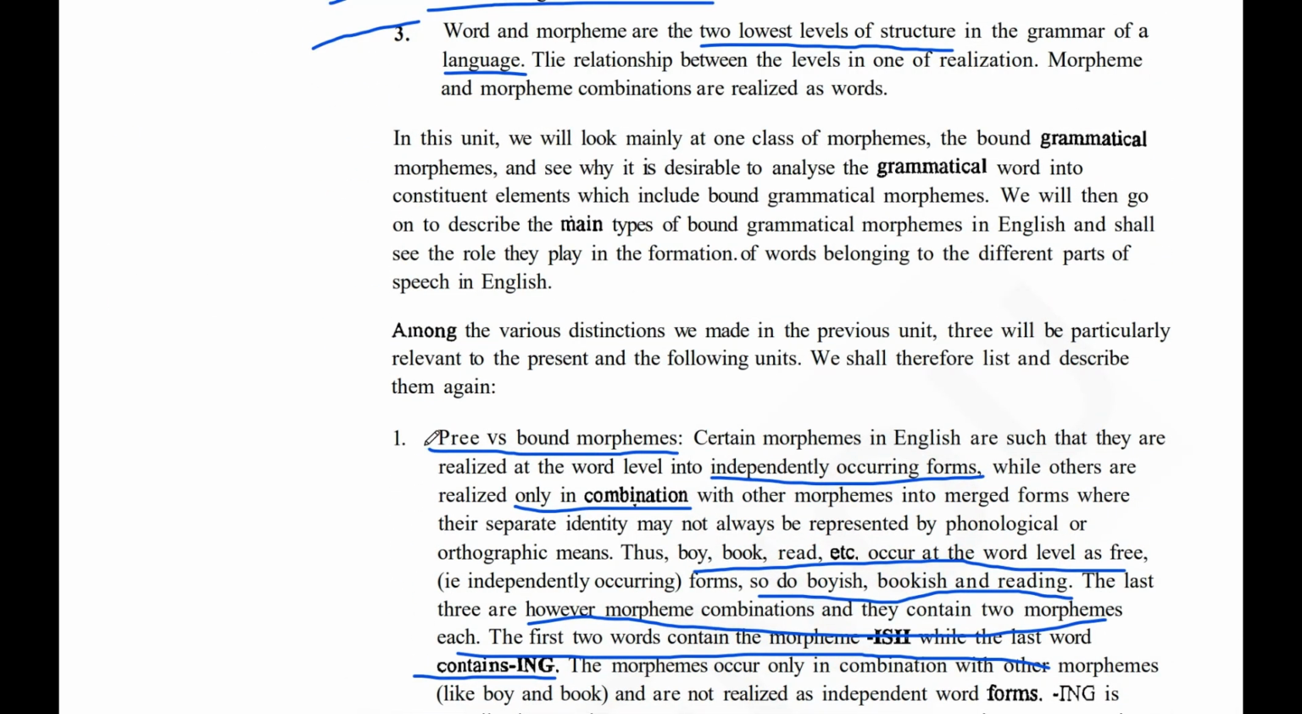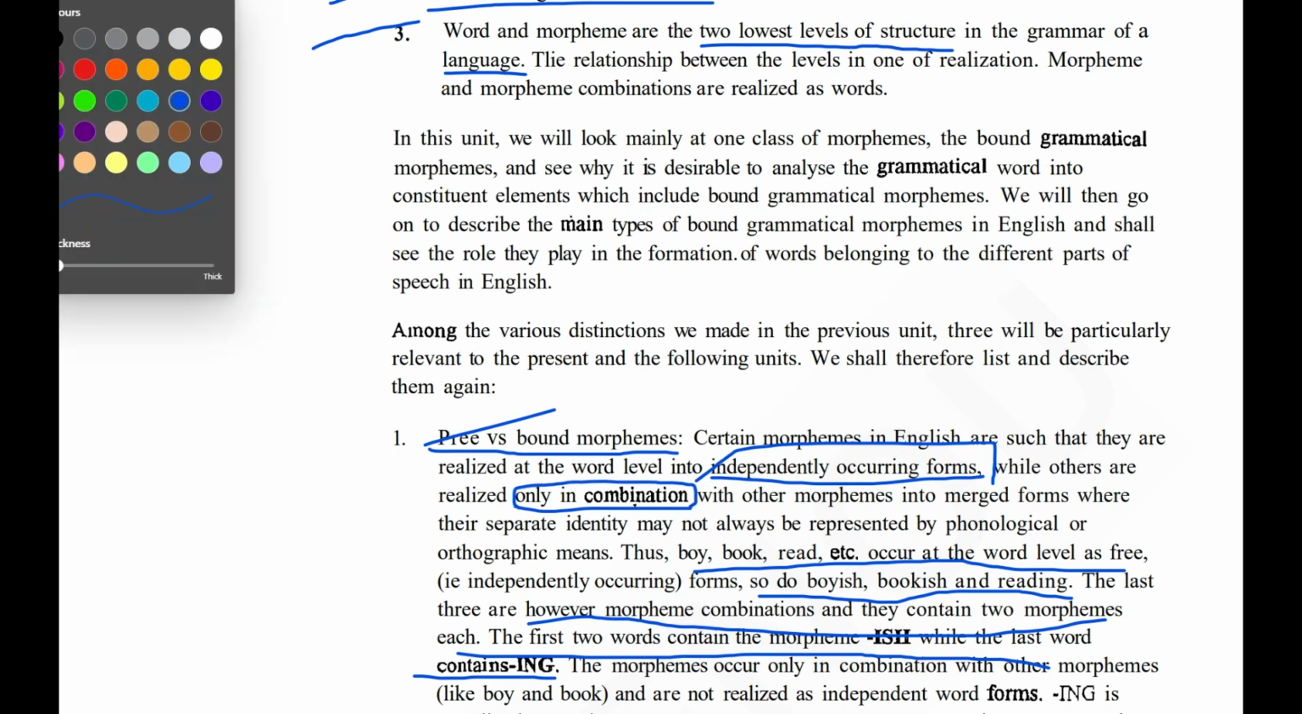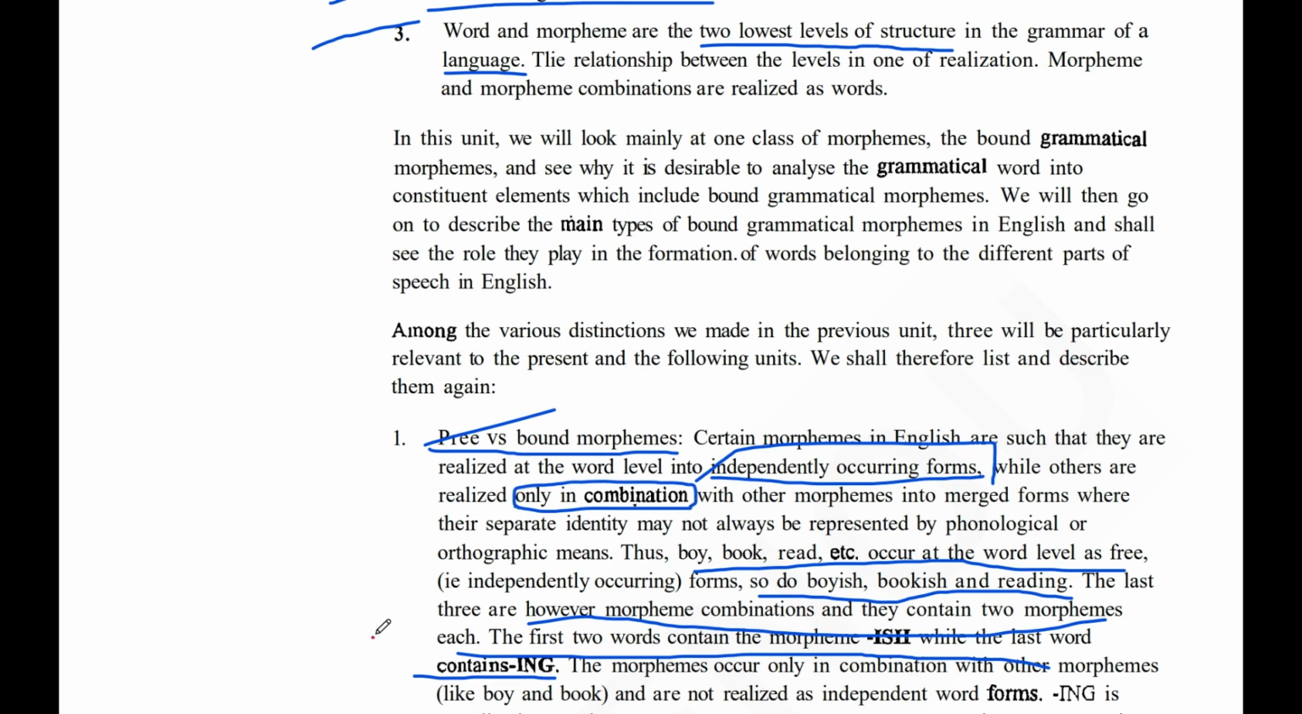So let's understand the first one, which is free versus bound morphemes. What are these? Certain morphemes in English are realized at the word level as independently occurring forms, while others occur only in combination. So they can either occur in independent form, and then sometimes they only occur in combination.